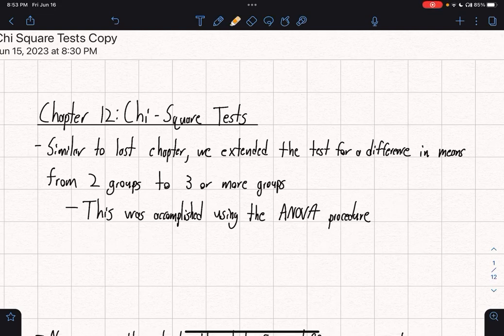All right, we're starting chapter 12, which is on chi-square tests. So let's recall in the last chapter, we extended the idea for testing for difference in means. We did a test for difference in means from two groups to three or more groups. So in chapter 10, we looked at comparing differences in means between two groups. And then in chapter 11, we extended that idea to comparing means between three or more groups. And we did this using what we called the ANOVA procedure, the analysis of variance procedure.